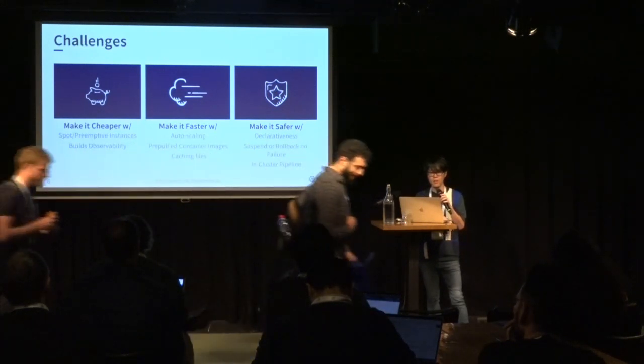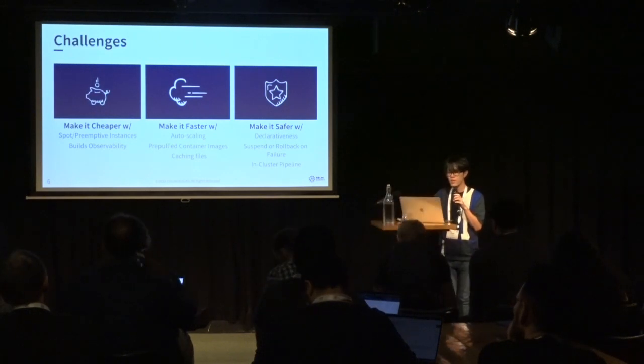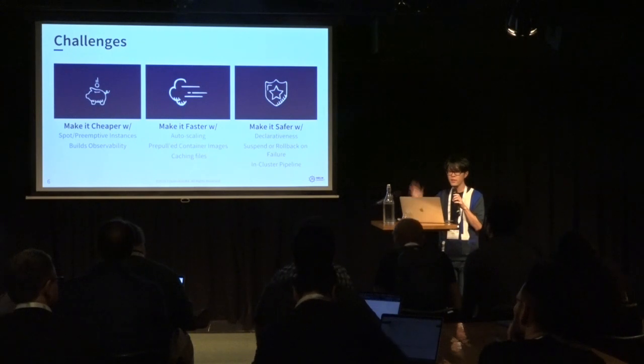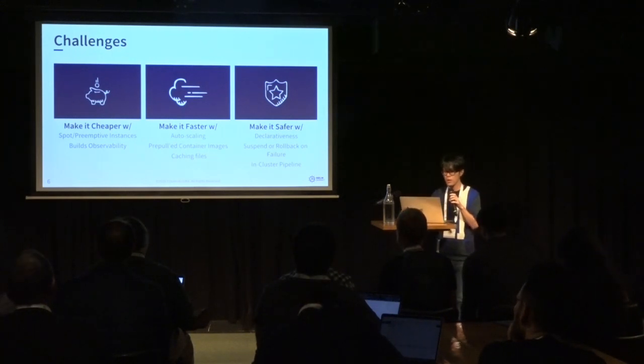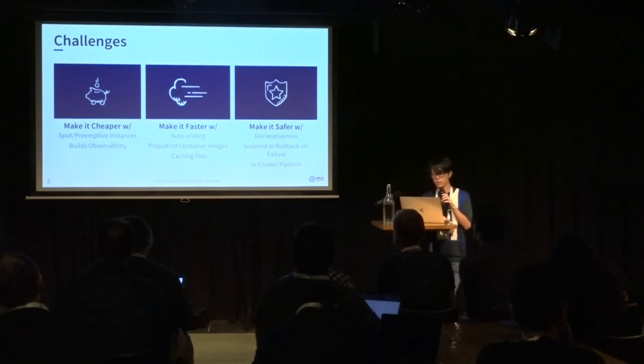So the challenges we have are these three. Make it cheaper with spot or preemptible instances. Do you use AWS or GCE? Anyone? So maybe you've heard of spot or preemptible instances, which are interruptible at any time, but very cheap. And observability. Make it faster with auto-scaling and improved container image caching. Make it safer with declarativeness and suspending and rolling back on failure. And finally, increase the observability of the pipeline.